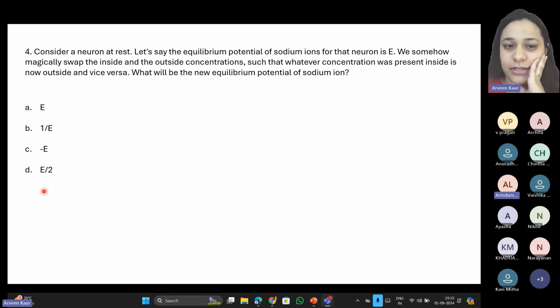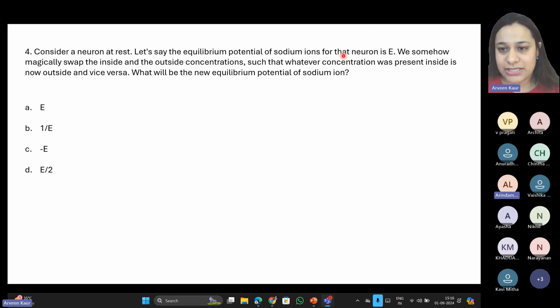Okay. So what is happening over here? What they are saying is basically the neuron is at rest, and then they have thought of a hypothetical situation, and they have said that when it is at rest, the sodium concentration or the equilibrium potential of sodium is E, right? And then they are bringing a hypothetical situation wherein they have swapped the concentrations inside the cell and outside the cell. In that case, now what will be the concentration of sodium, right?